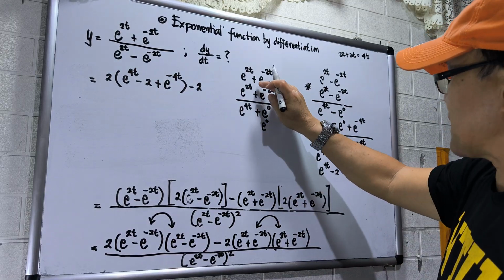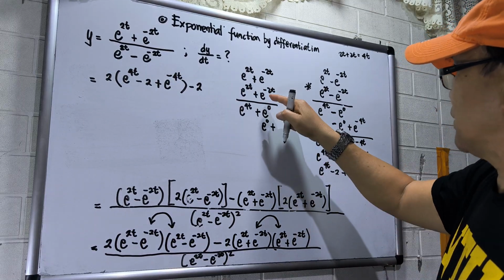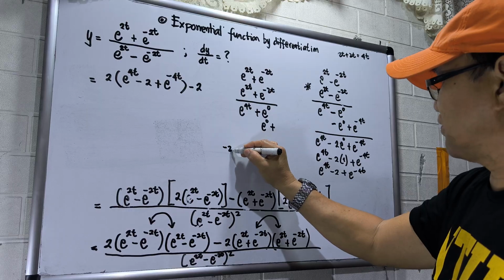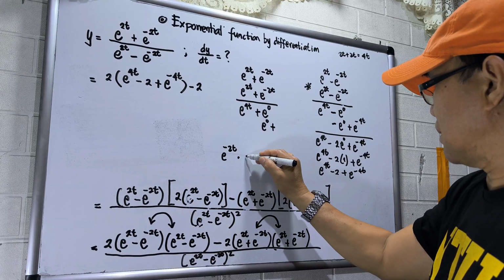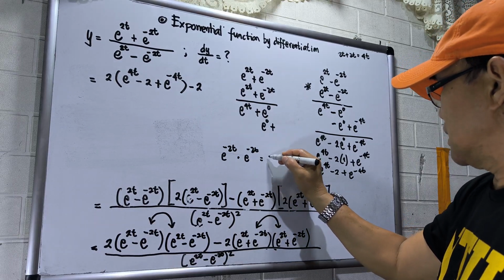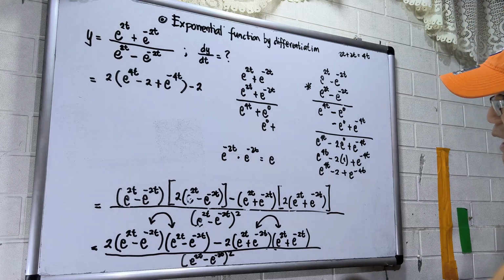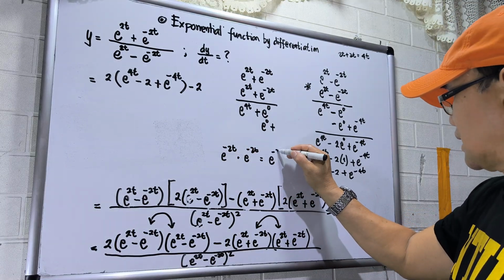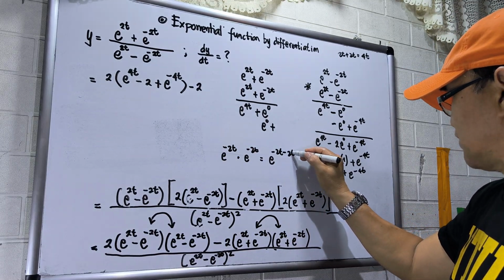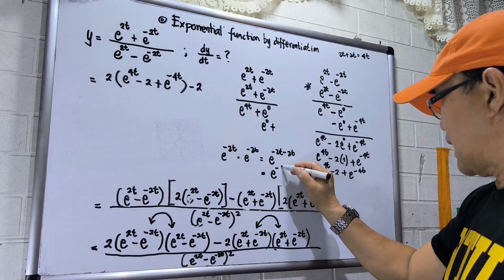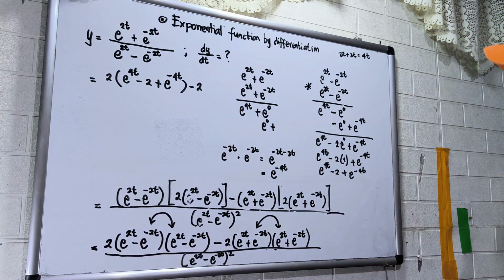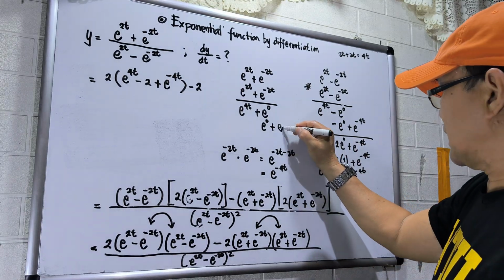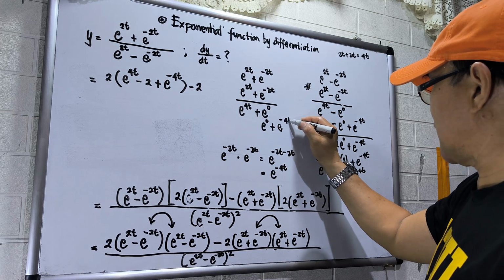Then, this one, positive, positive, this will be positive. e to the negative 2t times e to the negative 2t. So, copy the e, exponential, and then add the exponent. Negative 2t minus 2t. So, this will be e to the negative 4t. Okay? So, this will be e to the negative 4t.